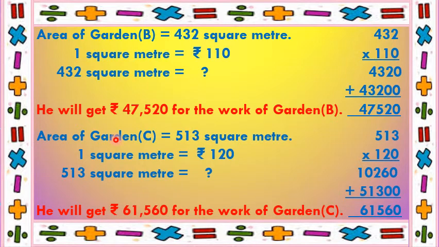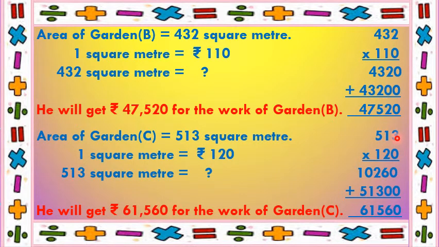We have also found the area of Garden C. It is 513 square meters. For Garden C, Karunya has charged rupees 120 for 1 square meter. So for 513 square meters, how much amount will he get? Using cross multiply and divide method, multiply 513 with 120.